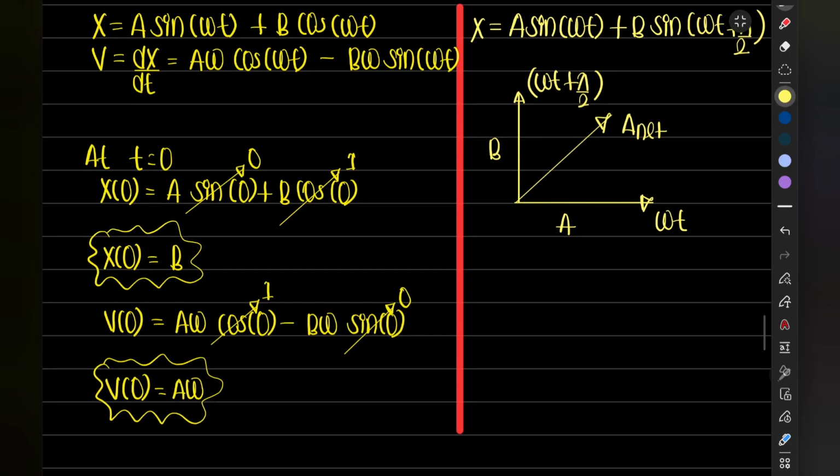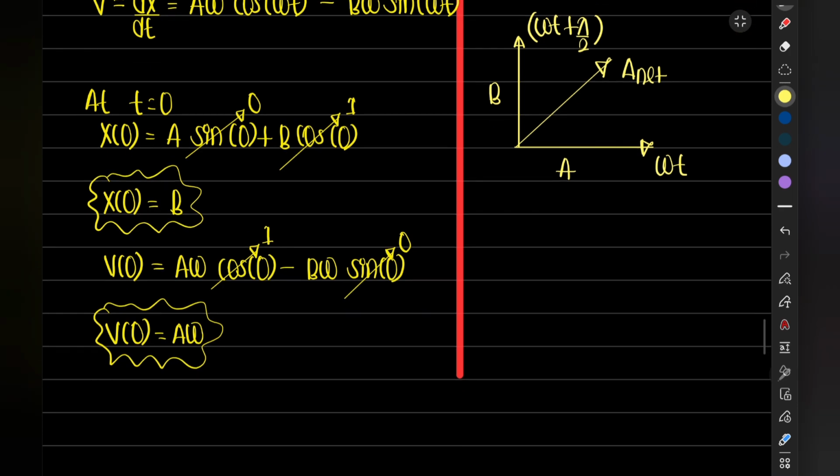Now let's try to find a net. According to the vector rule, a net equals the square root of a square plus b square. So we got the value of a net. One more thing: I am taking this angle as alpha, so that I can find the direction of the resultant amplitude. Tan alpha is opposite over adjacent. Opposite is b and adjacent is a, so tan alpha is b by a.